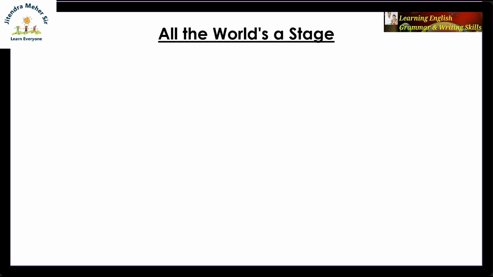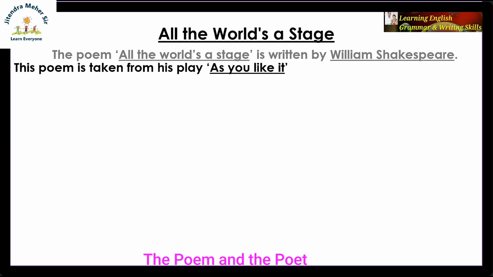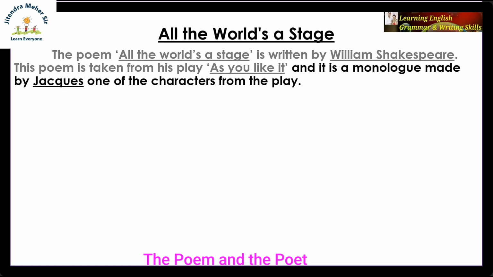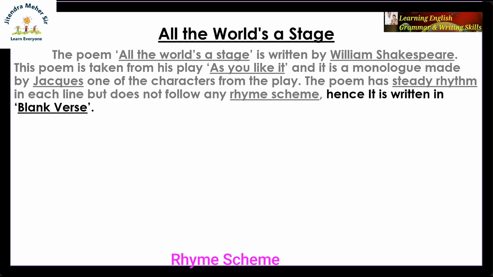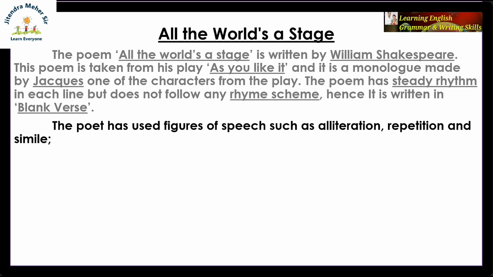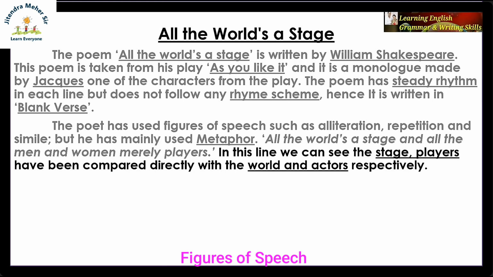Next poem, All the World is a Stage. The poem All the World is a Stage is written by William Shakespeare. This poem is taken from his play As You Like It, and it is a monologue made by Jacques, one of the characters from the play. The poem has steady rhythm in each line but does not follow any rhyme scheme. Hence, it is written in blank verse. The poet has used figures of speech such as alliteration, repetition, and simile. But he has mainly used metaphor. All the world is a stage and all the men and women merely players. In this line, we can see the stage players have been compared directly with the world and actors respectively.